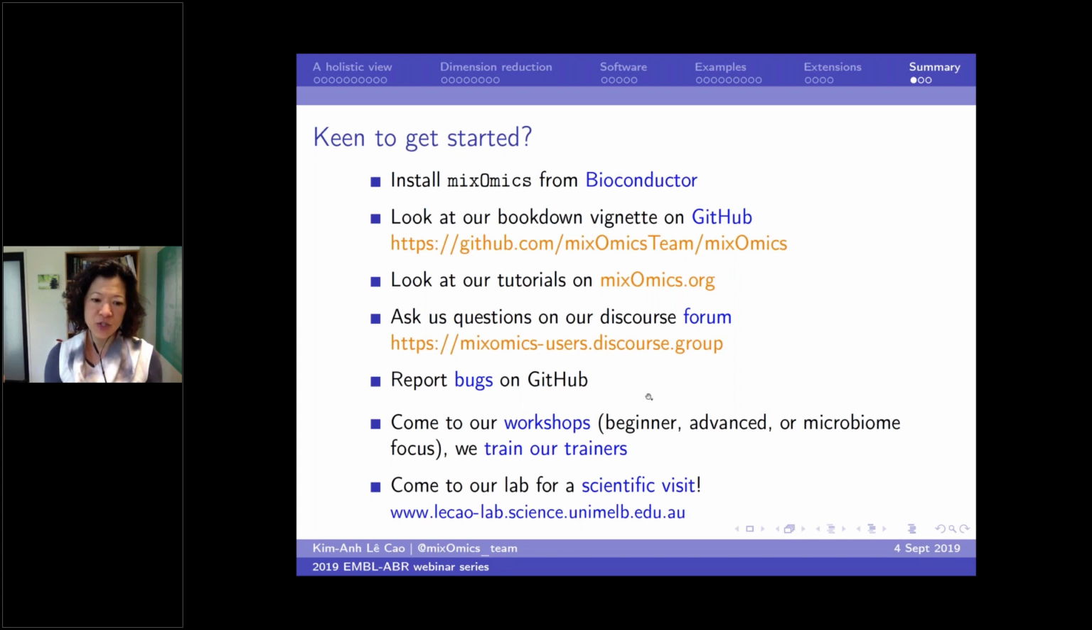We're also very interested in training our trainers. So often they are participants that were there in their first workshop, and then eventually they are actually also training with us for the other workshops. And we also welcome a lot of researchers for scientific visits in our lab. Sometimes they come with their own data that they want to analyze. Sometimes they have a method that they're really interested in implementing in mixOmics.